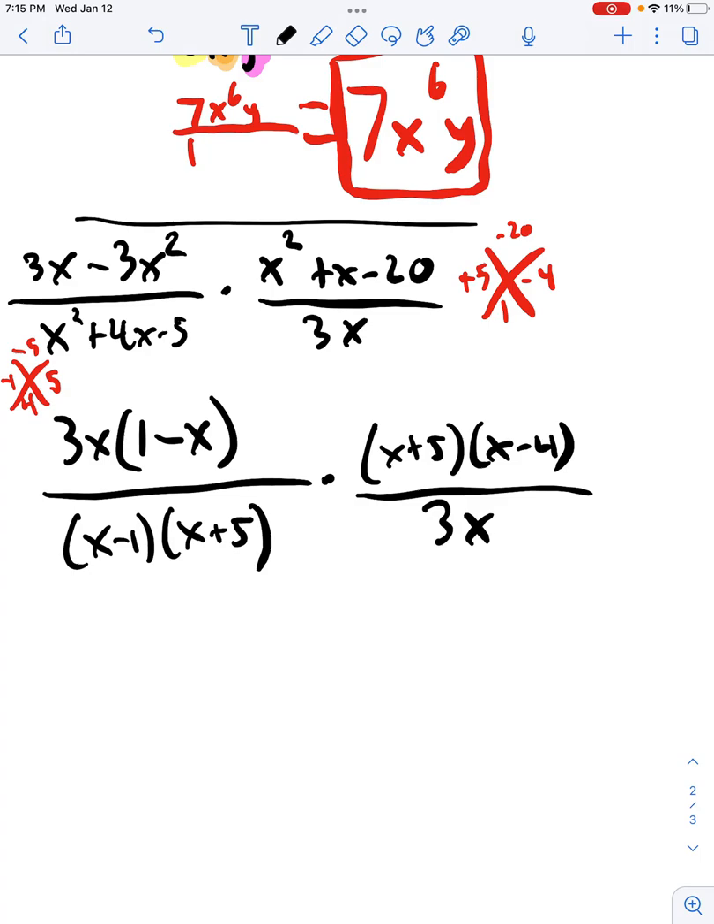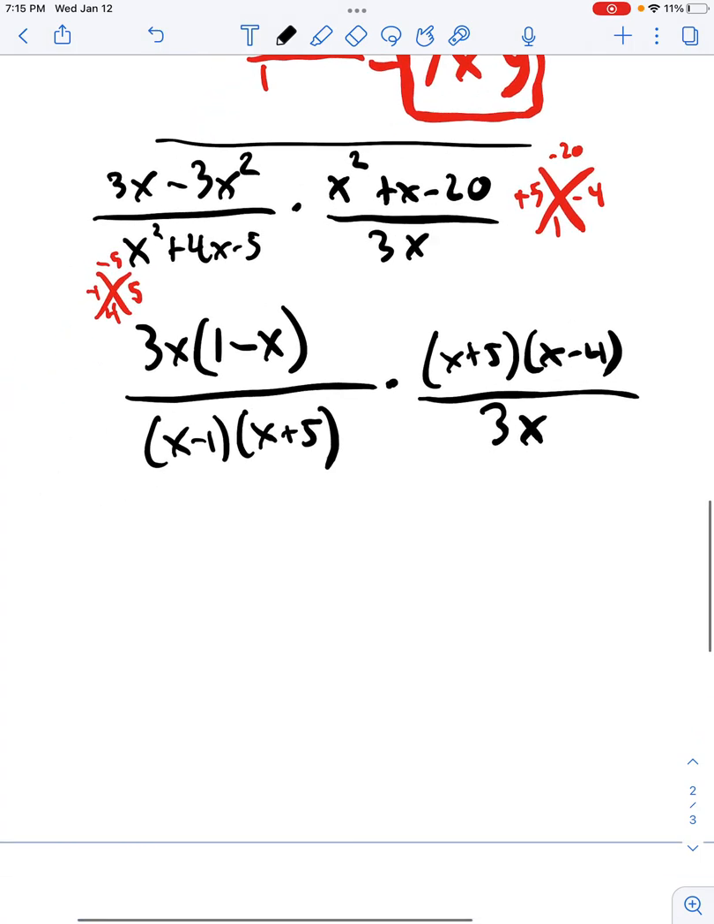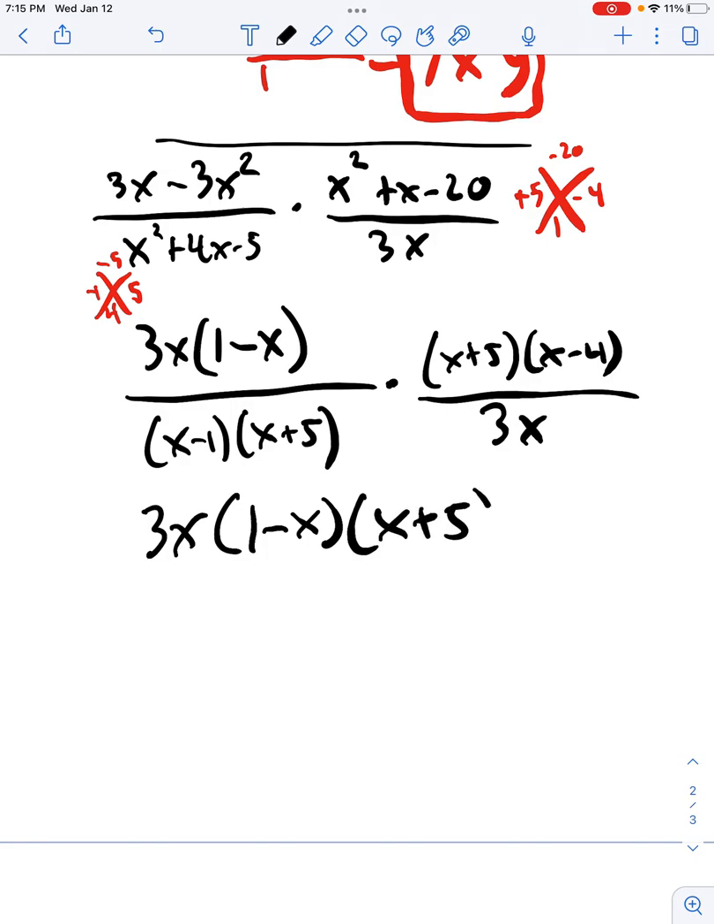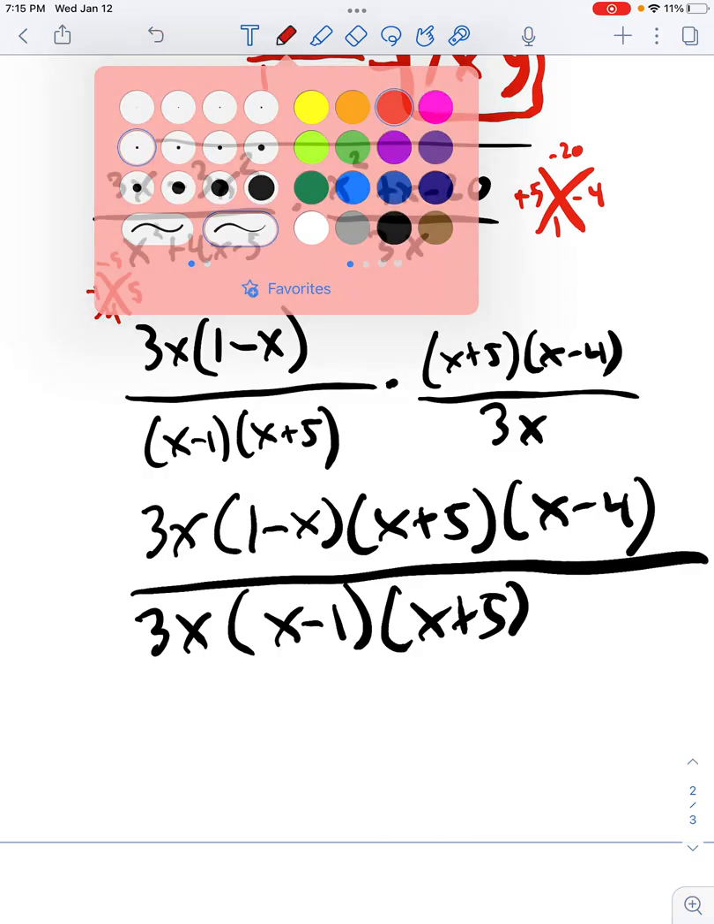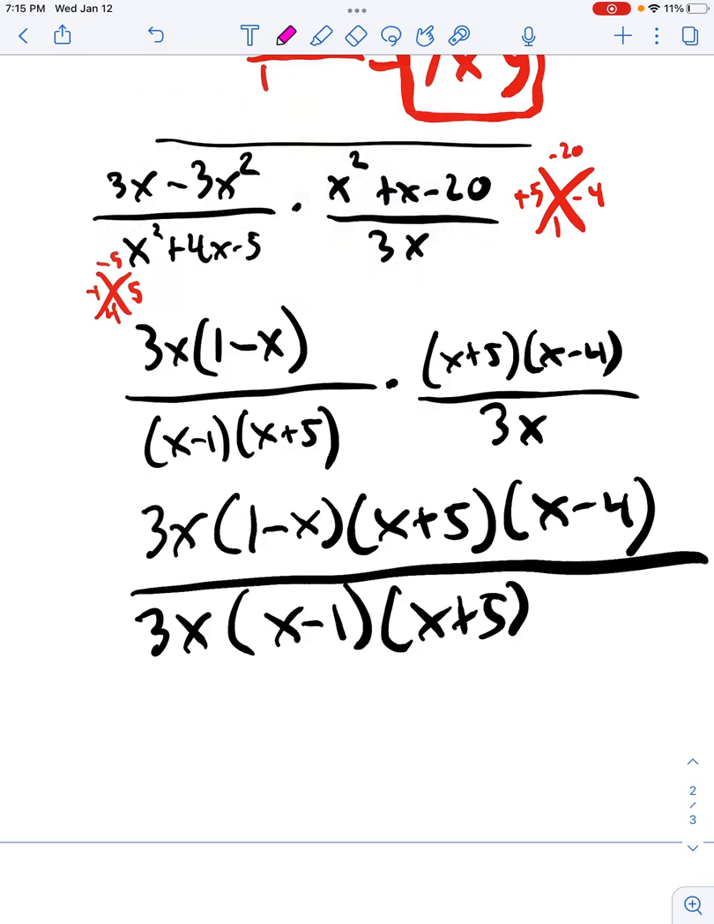Now, because I'm multiplying, I am going to combine them and push them together, I guess. So we're going to have 3x times 1 minus x times x plus 5 times x minus 4 all over, again, just multiplying 3x, x minus 1, x plus 5. Now, I do see some good things here. I see that I have a 3x divided by 3x. It's going to cancel out. I have x plus 5 and x plus 5. It's going to cancel out.